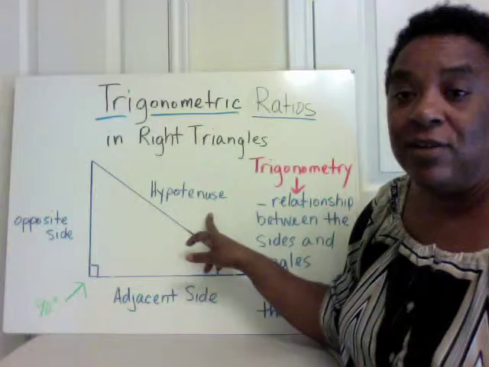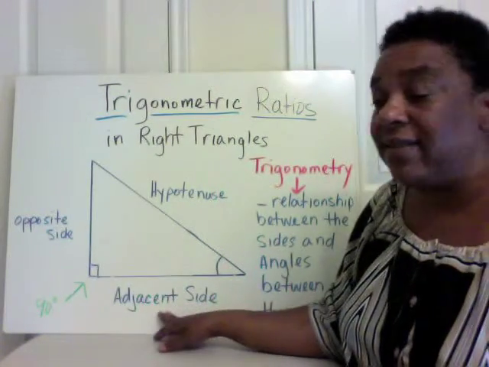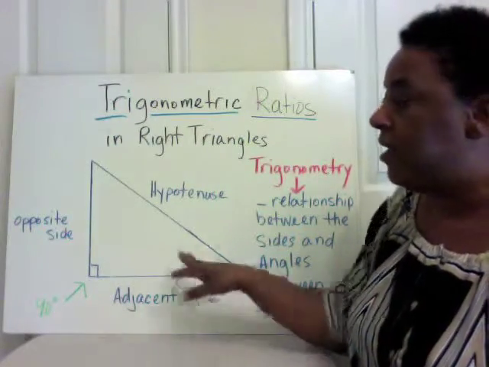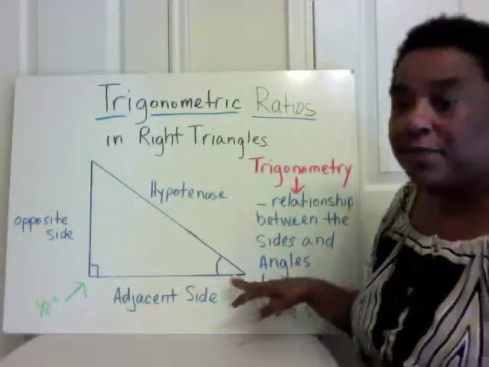So the hypotenuse is always the side opposite the right angle. The adjacent side is the side next to the acute angle, and the opposite side is the side opposite the acute angle.